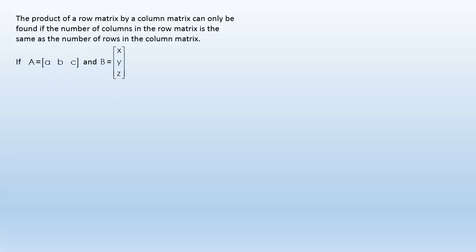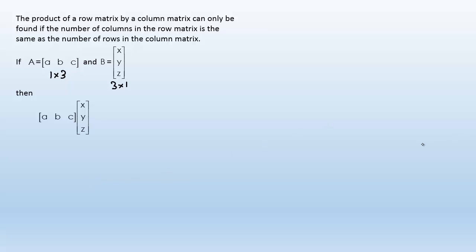So for example, if we have the matrix A, which is A, B, C, so we can see that that is a 1 by 3 matrix, and B is a 3 by 1. So the number of columns in this matrix is the same as the number of rows in this matrix. So we can then do ABC multiplied by XYZ.